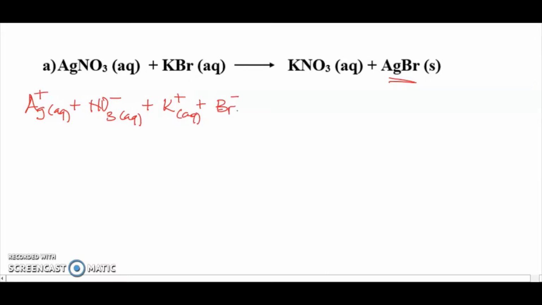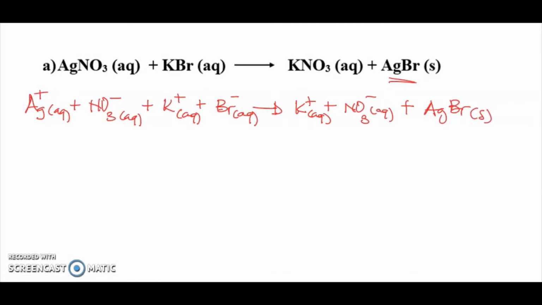Br minus aqueous to form, here we have K plus NO3 minus aqueous plus, take note, silver bromide here is solid, so we leave it as it is. It doesn't form ions. We have AgBr solid.